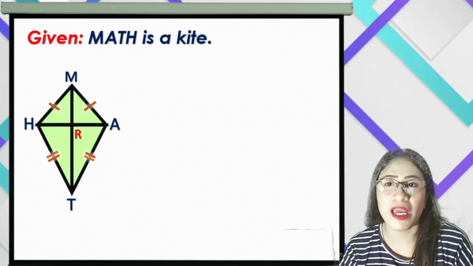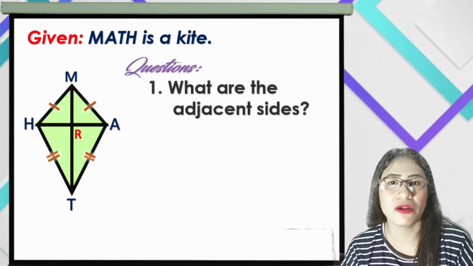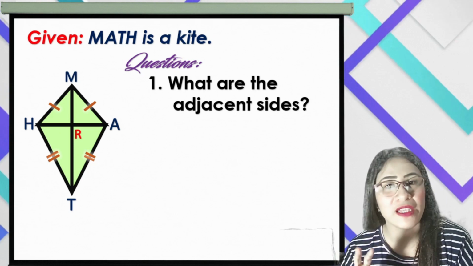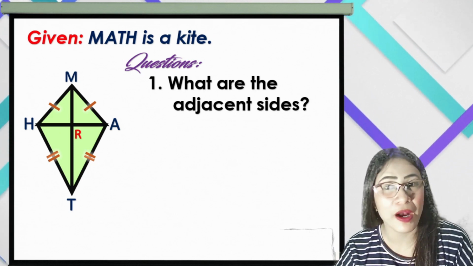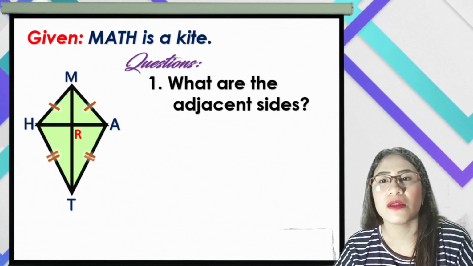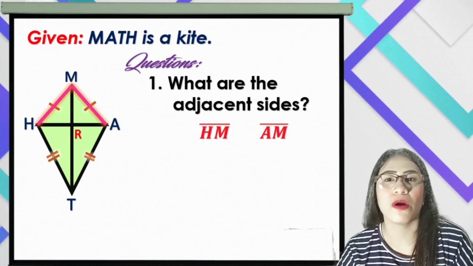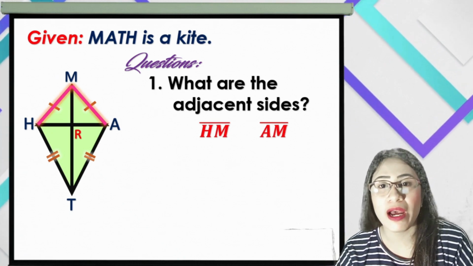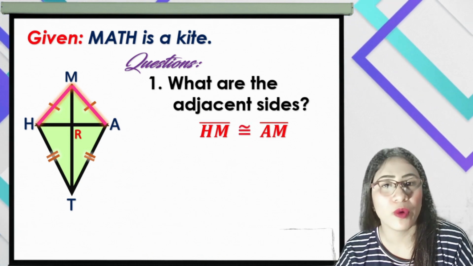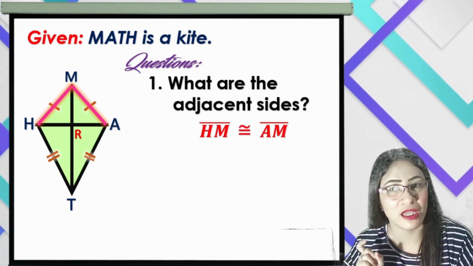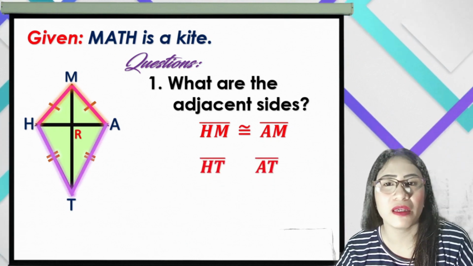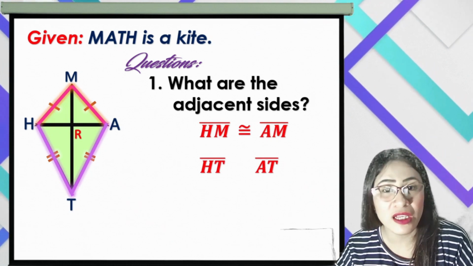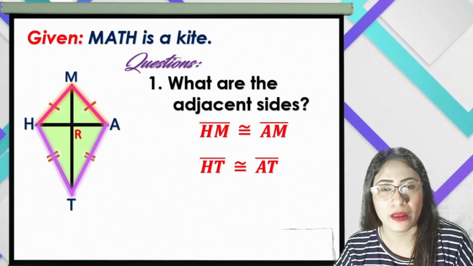Let's have this given. MATH is a kite. The question is, what are the adjacent sides? We have two pairs of adjacent congruent sides when we have a kite. The adjacent sides are HM and AM. Since they are adjacent, they are congruent. They are our first pair of adjacent sides. Then another pair is HT and AT. Since they are adjacent, they are also congruent.